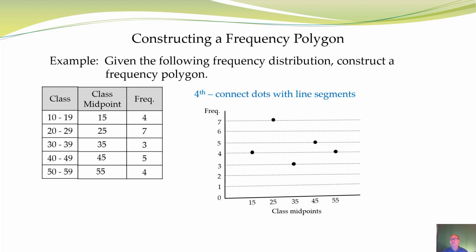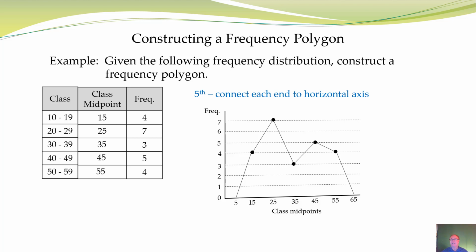Fourth, we connect the dots with line segments. Fifth, we connect the endpoints to the graph. So the first one comes down, it's 5. The class width is 10, remember, so 15 minus 10 is 5. The other end, 55 plus 10 is 65. Gets connected at 65. But the frequency polygon must connect to the horizontal axis.